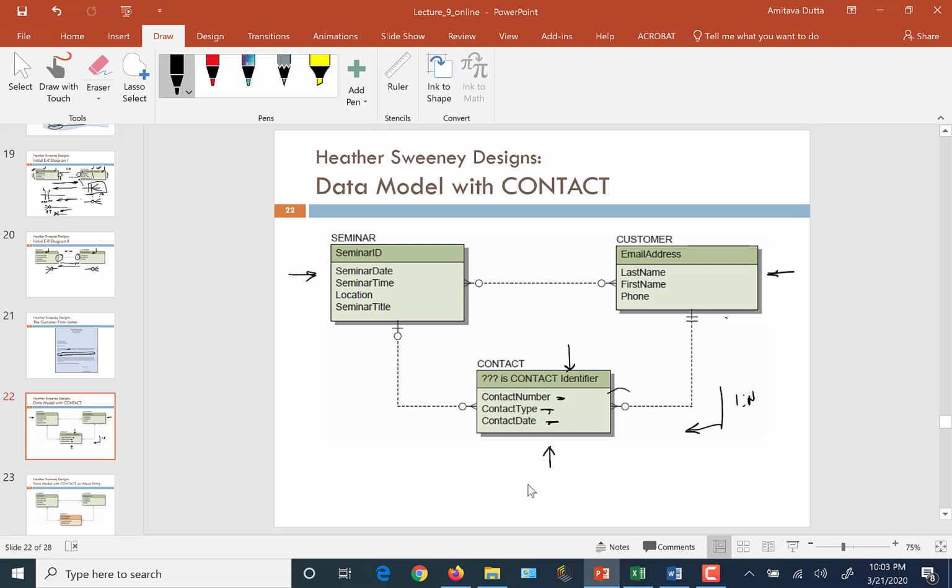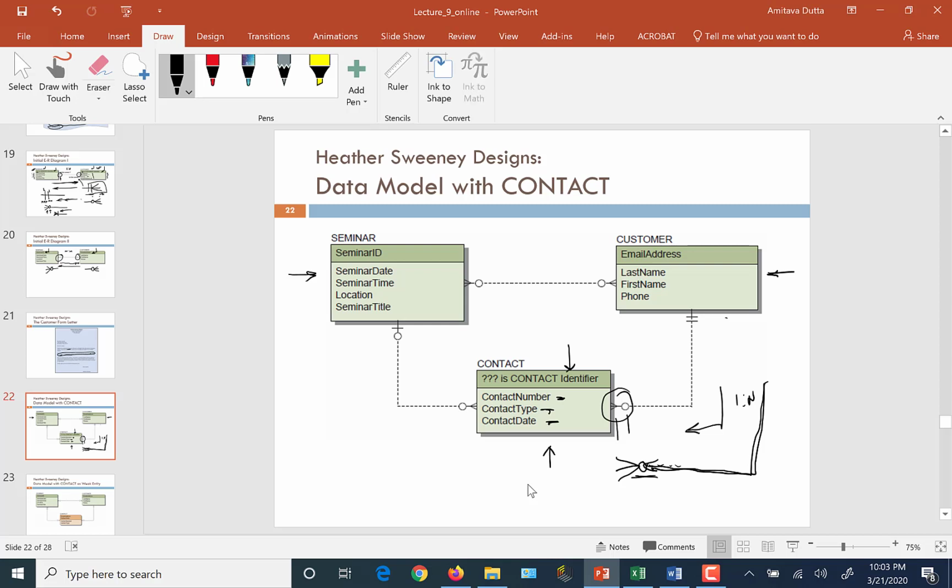So the cardinality on the contact side looks like this. How do I interpret this cardinality? The way we interpret it is, I'll start from customer. So one customer is contacted at least 0 and at most many times. Do you see how I came from customer to contact? So one customer is contacted at least 0 and at most many times. The inner symbol is the at least, the outer symbol is the at most.